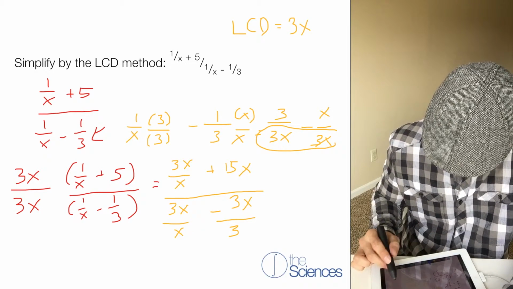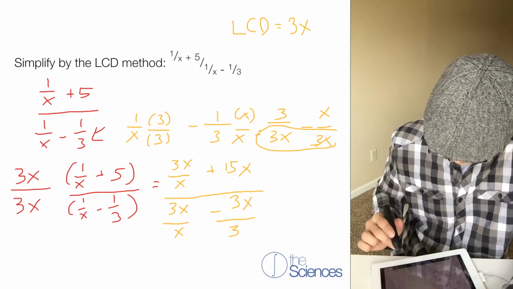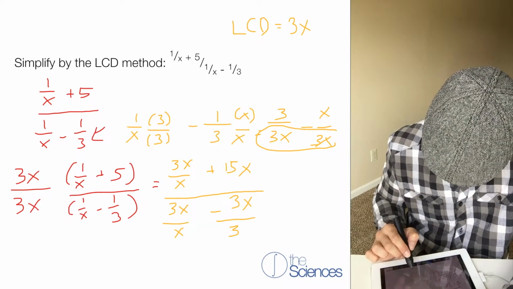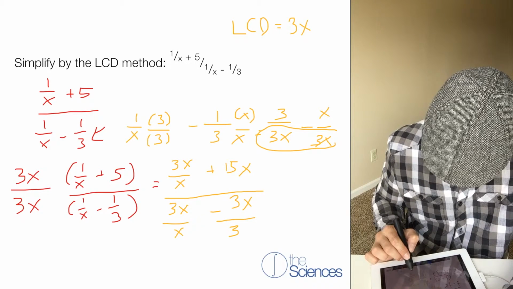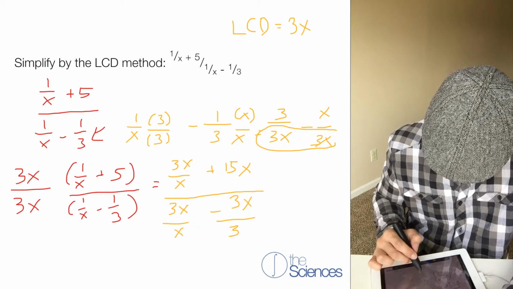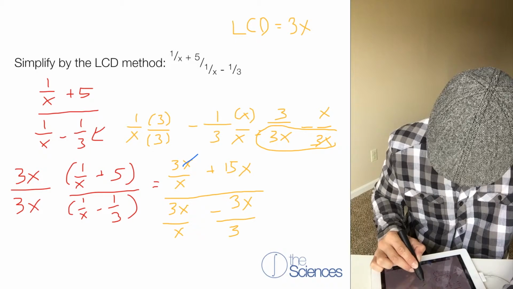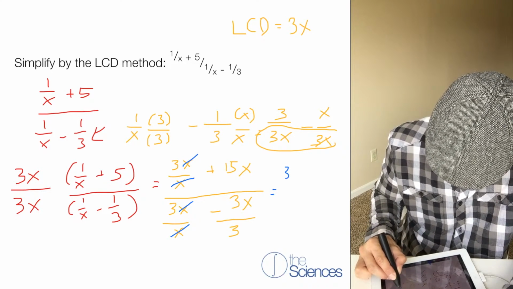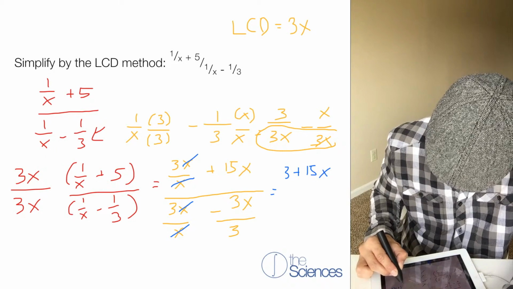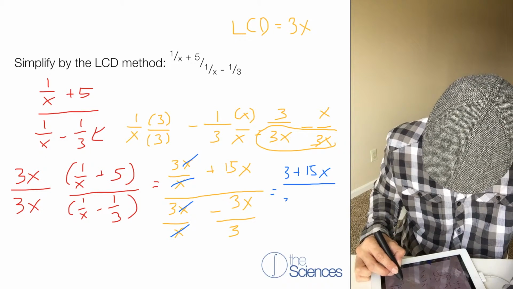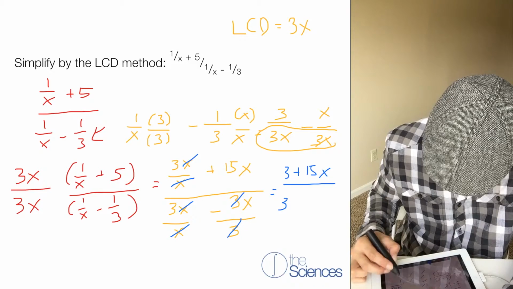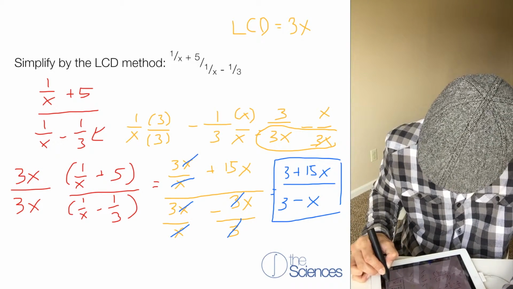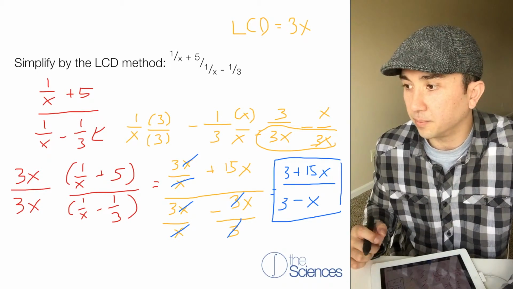Okay, so now we're going to multiply this. Now we can cross cancel our like terms. So now we get 3 plus 15x divided by 3 minus x. So that's our answer.